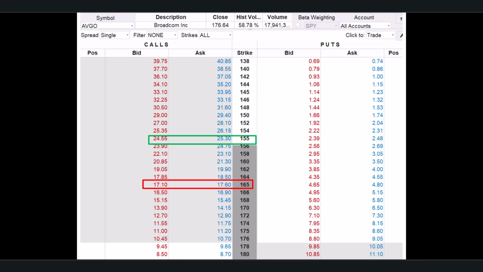Now we want to review a call option debit spread, aka a vertical call spread. For this spread, we want to buy to open the AVGO November 15 155 strike call and sell to open the AVGO November 15 165 strike call. We're going to base our entry prices on the midpoint between the bid and ask prices. That means we'll buy the 155 call for $24.90 and sell the 165 call for $17.65. $24.90 minus $17.65 equals $7.55. So the entry price or debit cost for the spread is $755.